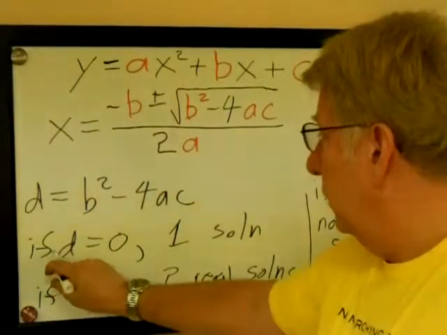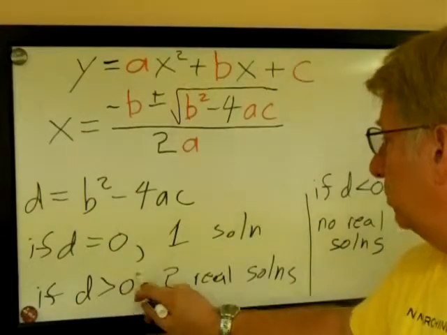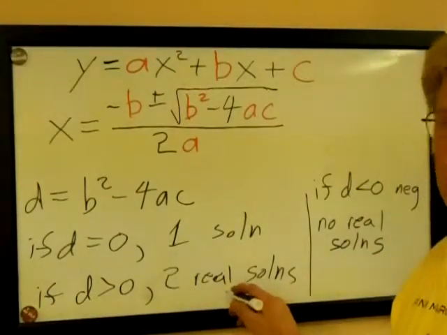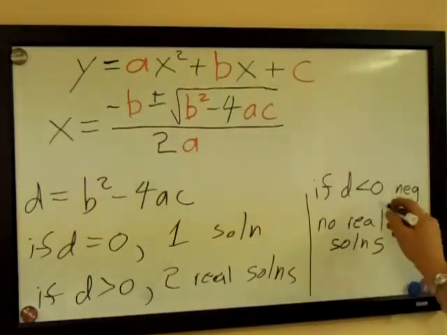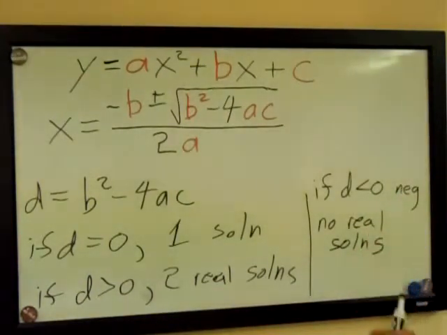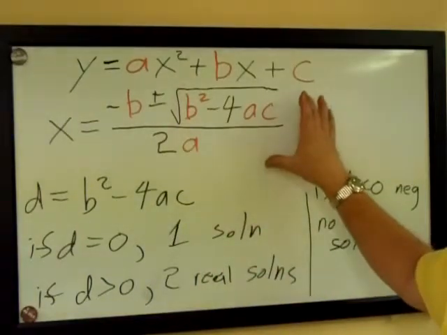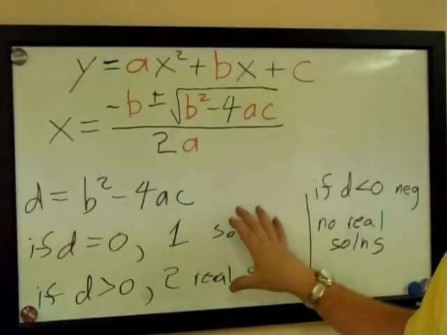So there's our three. If the discriminant is 0, we have one solution. If the discriminant is positive, we have two real solutions. And if the discriminant is negative, we have no real solutions. So this is a basic explanation of the quadratic formula and the discriminant test.